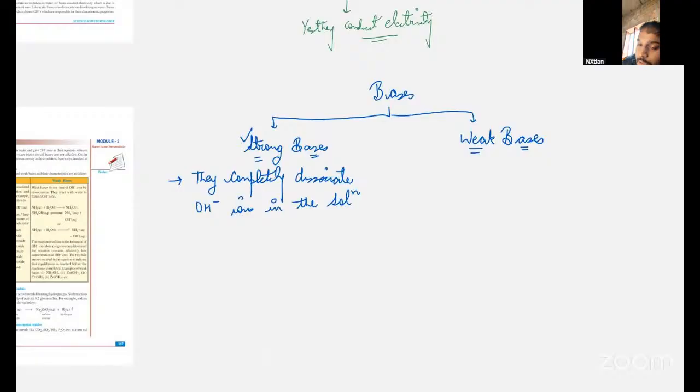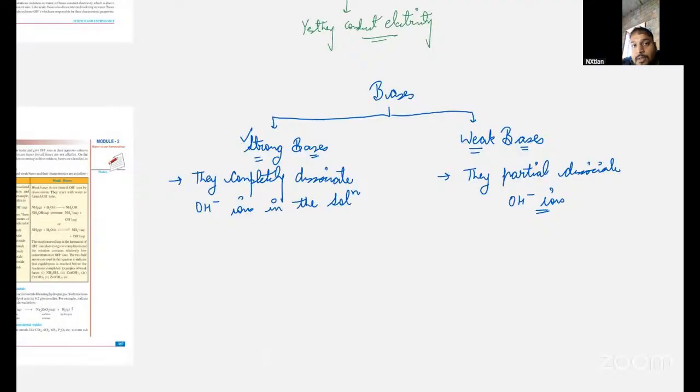And if I talk about weak bases, they partially dissociate OH minus ions. Who partially dissociates? Weak bases. Weak bases do not dissociate all the OH minus ions. Hence, if the OH minus ions are less, then the basic property will be less. Hence, they are weak bases.